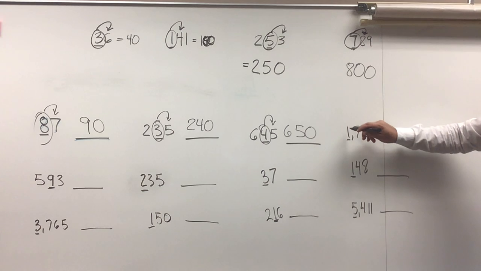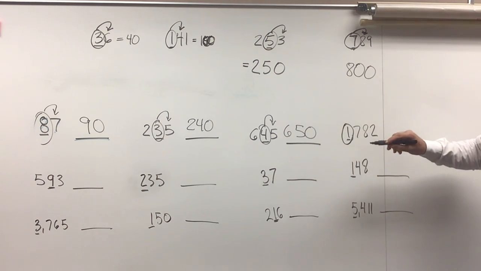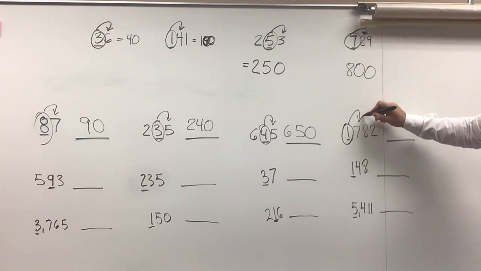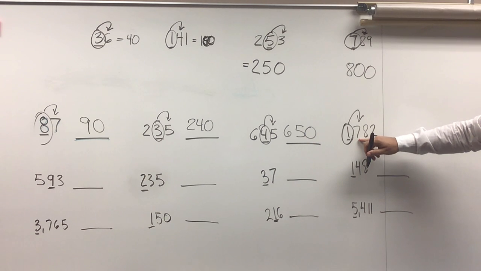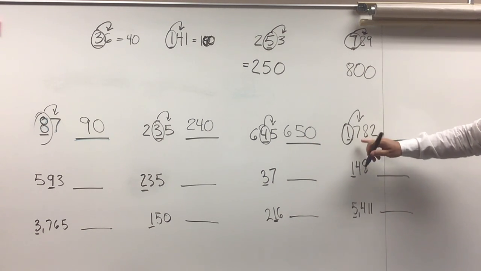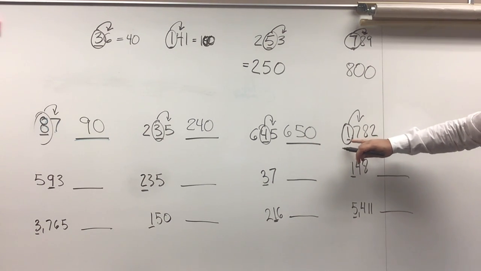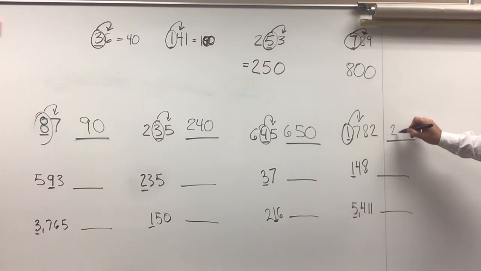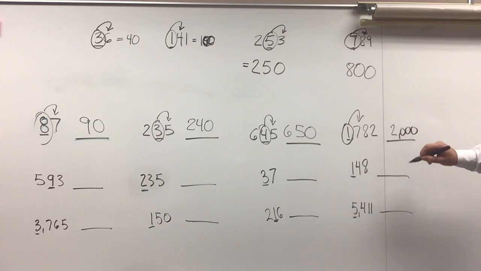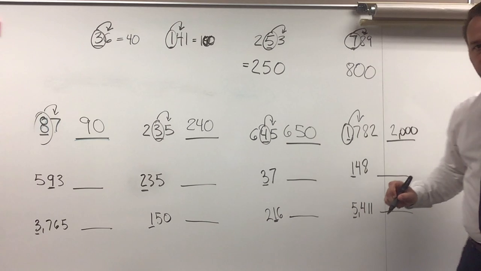1,782. Rounding to the 1,000, but the thousands place doesn't tell us. I gotta look over at the hundreds. I am more than halfway. I have a 7. I needed a 5, so I am gonna round it up to not 1, but 2,000, okay? I'm working my way across this way.